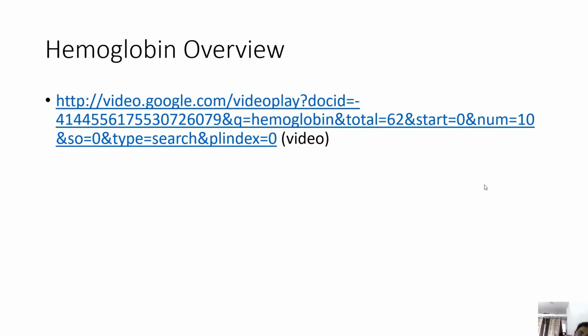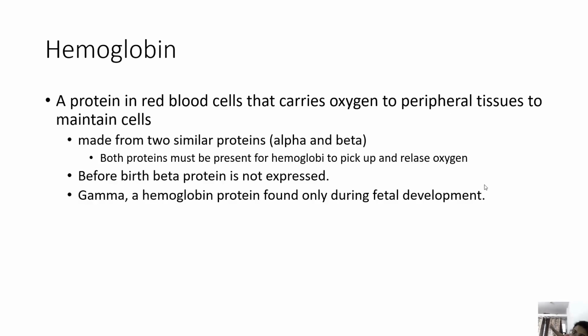Right? So hemoglobin is a protein in RBCs that carries oxygen to the peripheral tissues to maintain cells. It's made from 2 similar proteins, alpha and beta, and both proteins must be present for hemoglobin to pick up and release oxygen. Before birth, the beta protein is not really expressed. Gamma is a hemoglobin protein found only during fetal development.